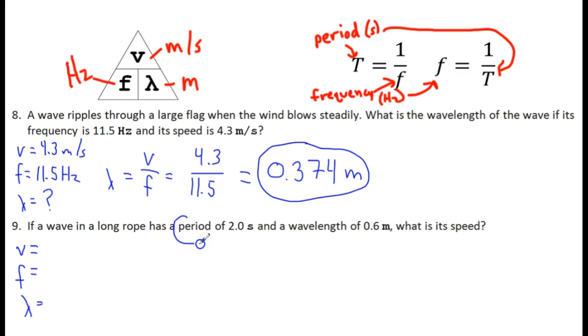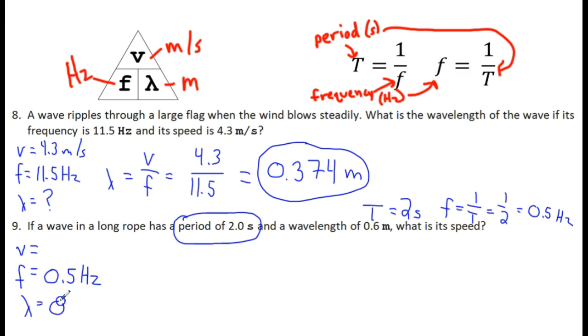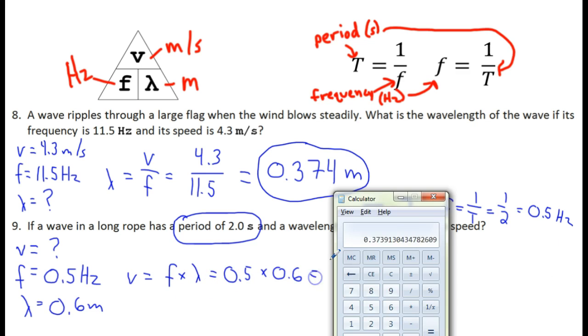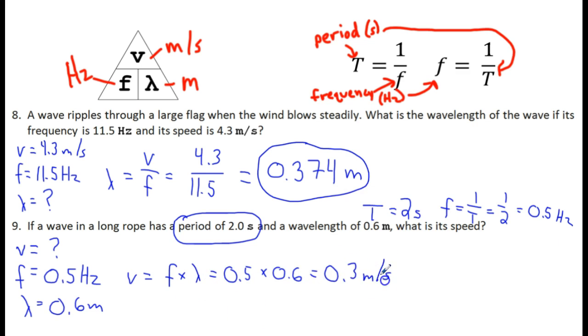Here I'm looking for speed, but here's the issue. I have period instead of frequency, so I need to convert that. The period is 2 seconds, and frequency is 1 over that, so 1 over 2 gives me 0.5 hertz. That's what I have to plug in. You have to be really careful with that. The rest of it is pretty self-explanatory. Frequency times wavelength, 0.5 times 0.6 is going to give me 0.3 meters per second. That is my speed. Remember, if they give you period, convert that to frequency.